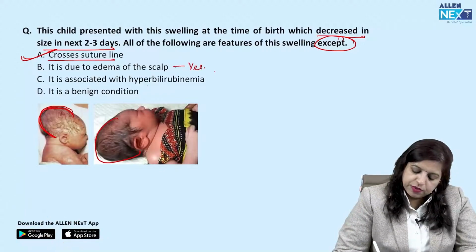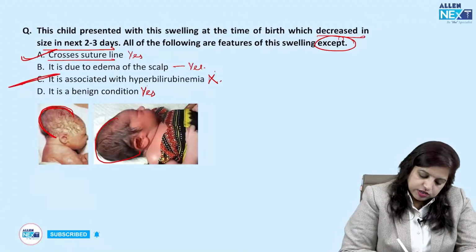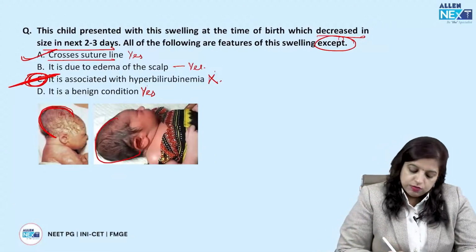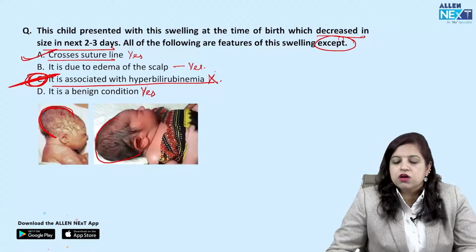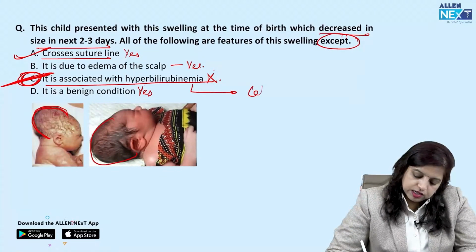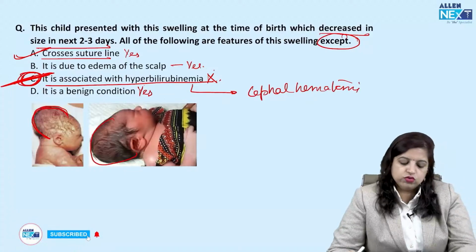It is associated with hyperbilirubinemia. No. It is a benign condition. Yes. So the correct answer over here is going to be the C option, because caput has got nothing to do with hyperbilirubinemia. Hyperbilirubinemia would be seen in association with cephalhematoma. Yes, so that you have to remember.